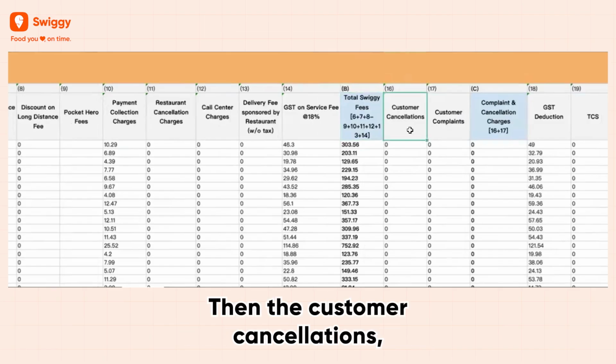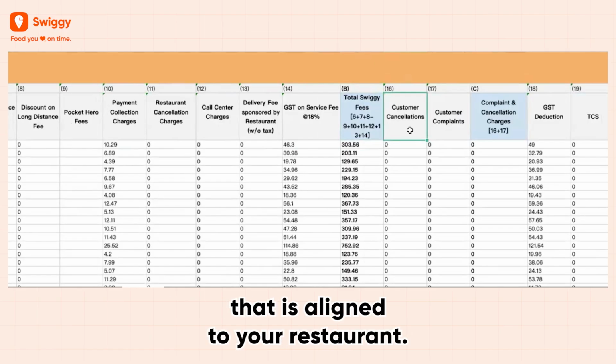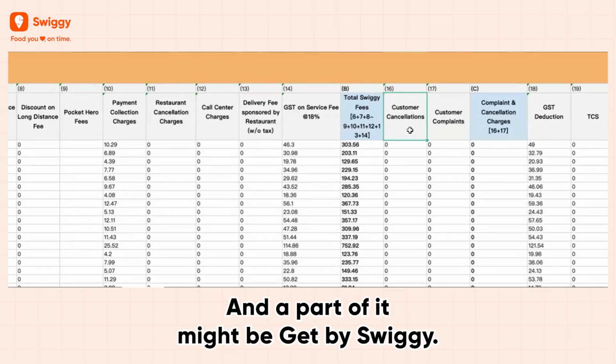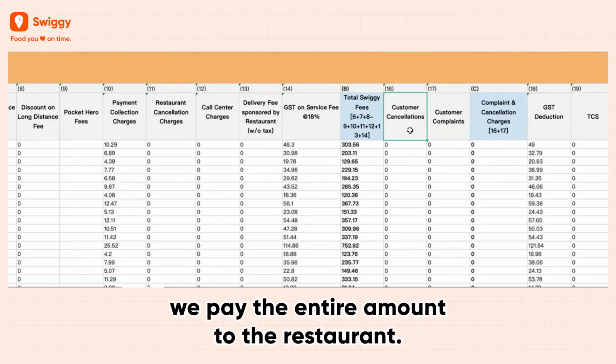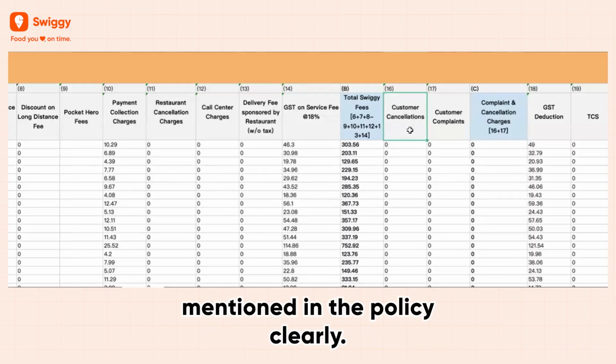Then the customer cancellations. This is basis the customer cancellation policy that is aligned to your restaurant. We pay a part of the value to you, and a part of it might be kept by Swiggy. In a lot of scenarios, we pay the entire amount to the restaurant. So the terms of it are mentioned in the policy clearly.